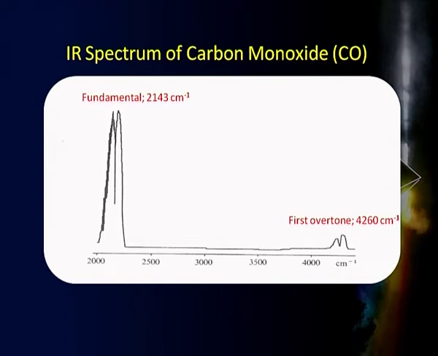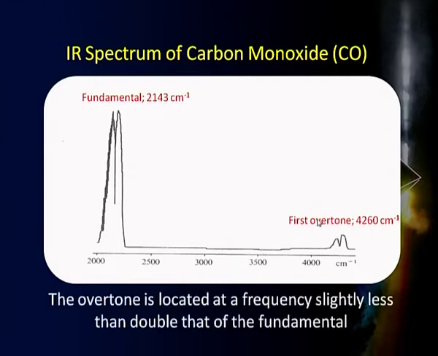And what I wanted to bring home here, the context here, is that this fundamental vibration is observed, and we also have what is a first overtone, which is located at 4260 centimeter inverse. We find that the first overtone is located at a frequency slightly less than double. That means overtone is not double the frequency, it is slightly less than that. And the reason for that, you can rationalize in terms of the energy expression.